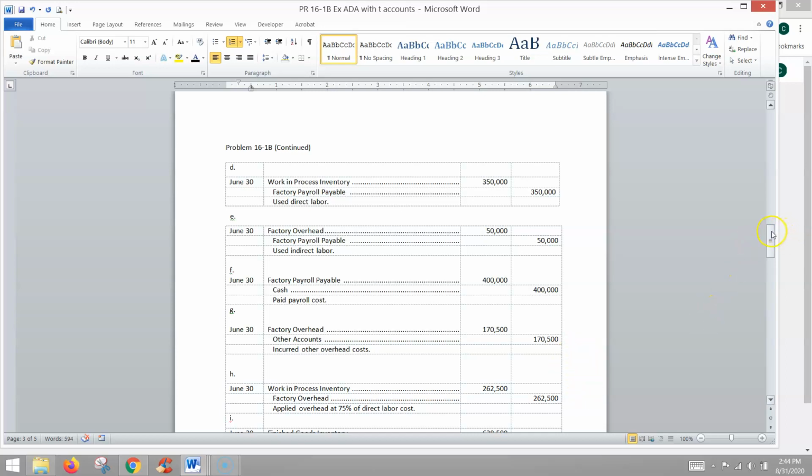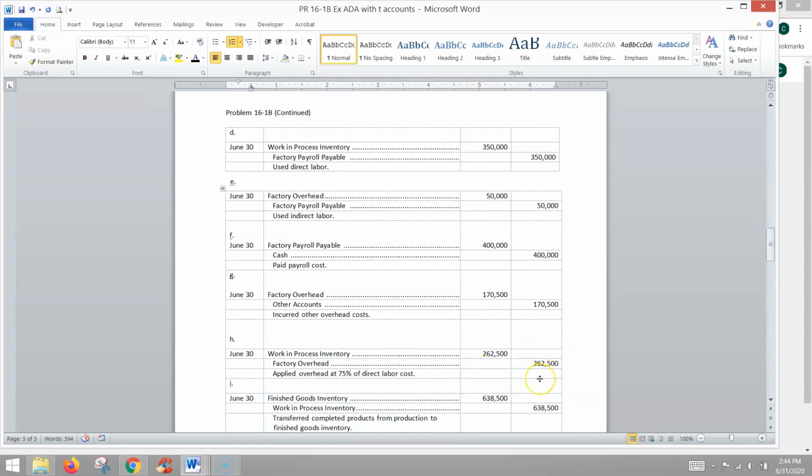Then we're going to calculate the amount of overhead to be applied to our work in process inventory account. It gives us the formula 75% of direct labor costs. So we're going to take our direct labor of $350,000 times 75% gives us $262,500. So we debit work in process inventory and we credit factory overhead. Then we calculate the amount that actually is completed, our cost of goods manufactured. That journal entry is to debit finished goods inventory. That's where it's going. That's the account that's increasing. And the one that's decreasing, or where it's coming from, is work in process inventory.